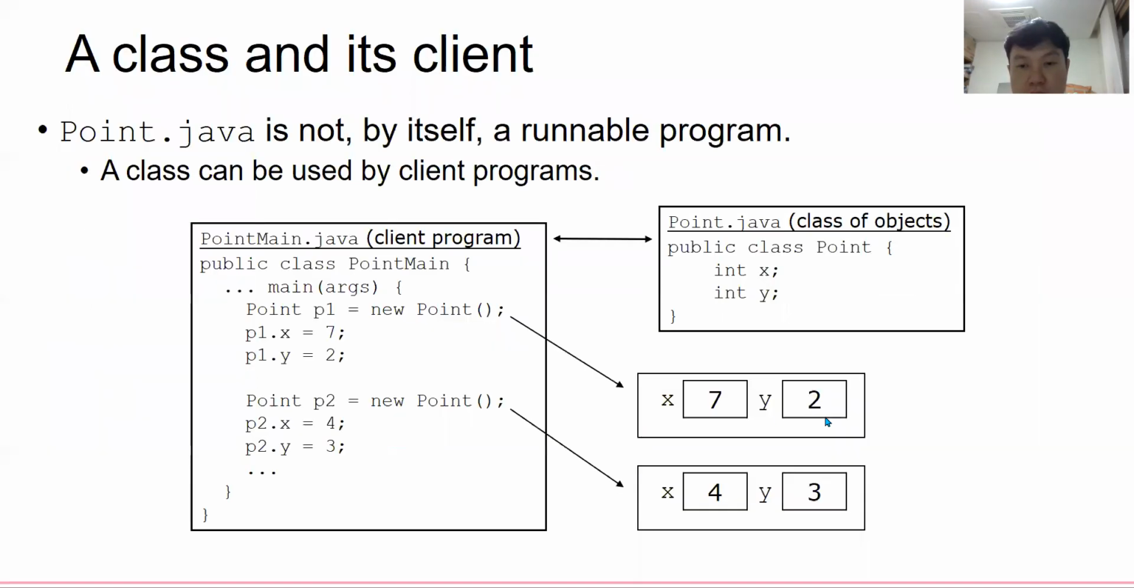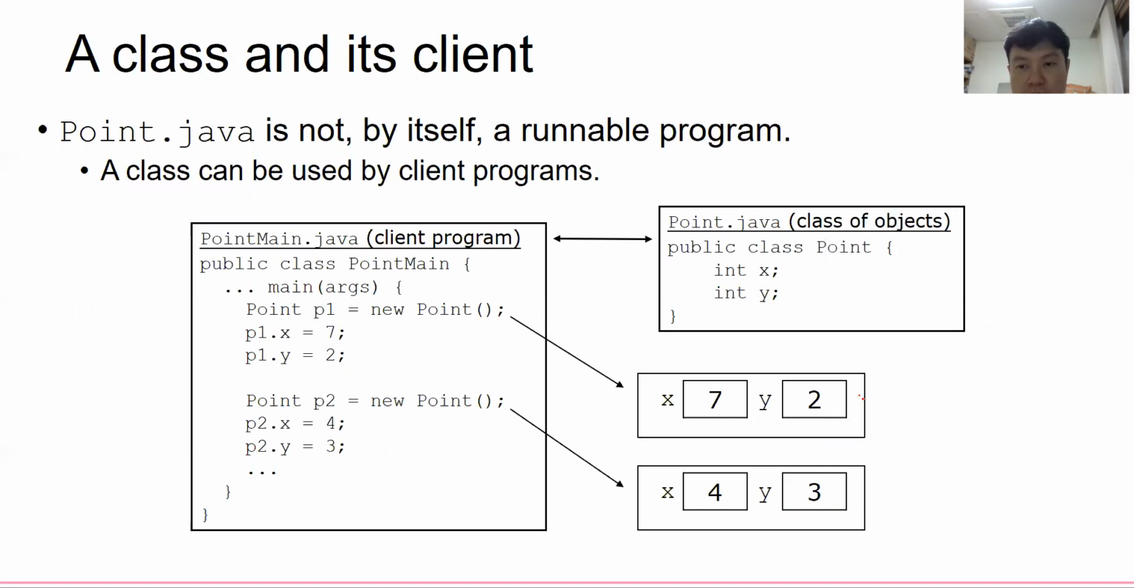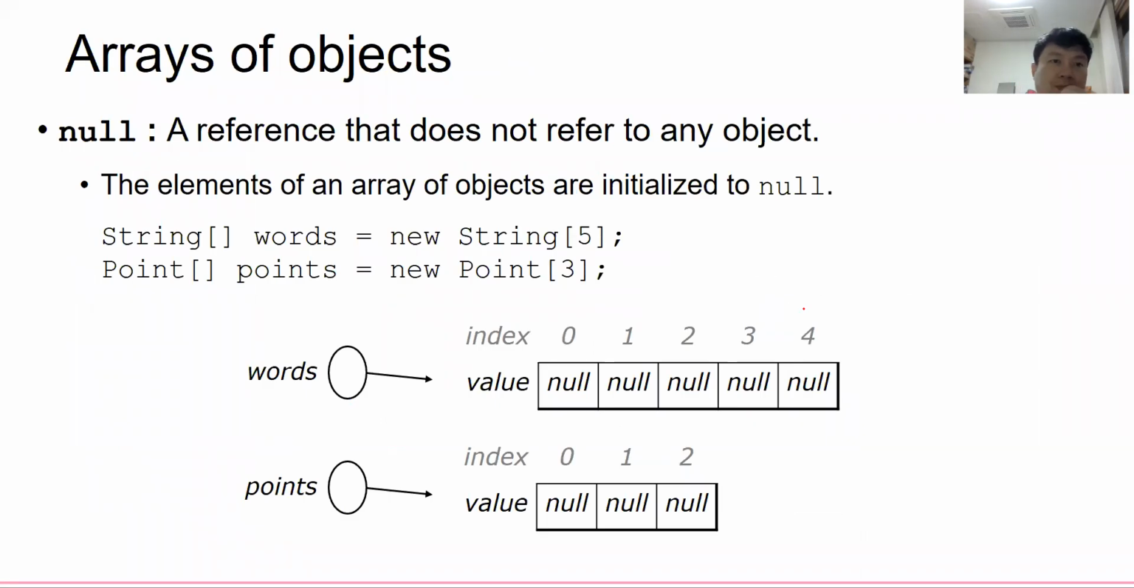Okay, so this will be the first object, and this will be the second object, because it is p1 and p2, and Point.java contains only the data members x and y. Be careful with the null.